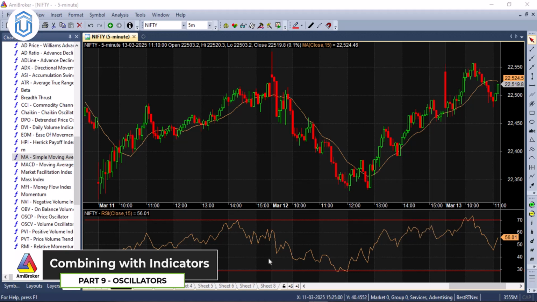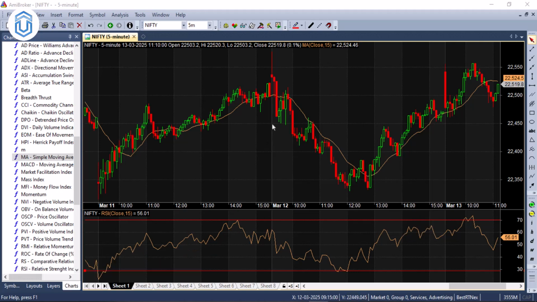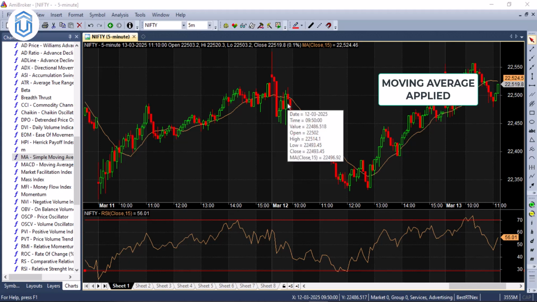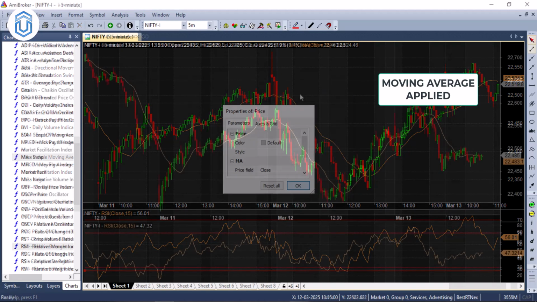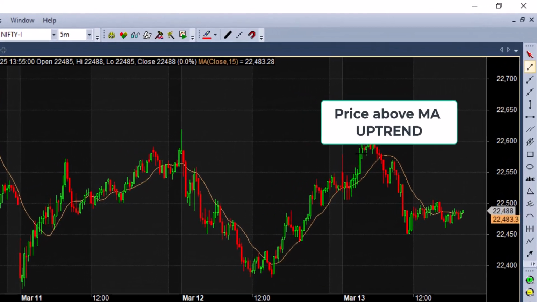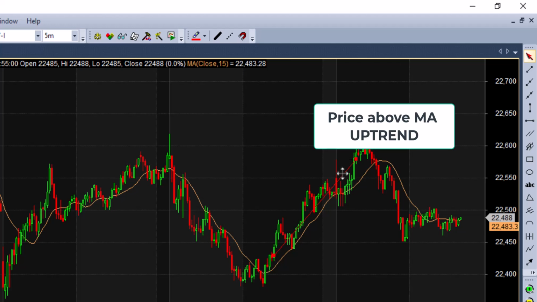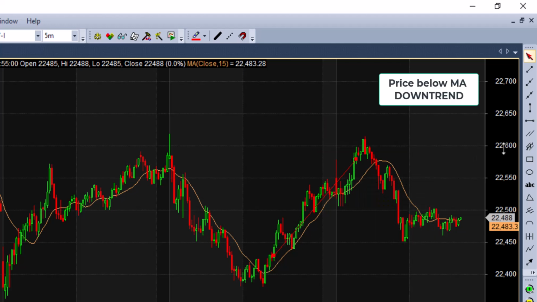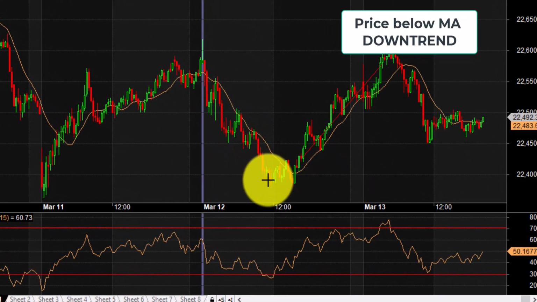Here, let's combine this RSI oscillator with a moving average. In that, you'll get a powerful strategy to confirm trends and identify potential buy and sell signals. Further, open moving average under averages. When the price is above the 15 period moving average, it typically indicates an uptrend. When the price is below the 15 period moving average, it suggests a downtrend.